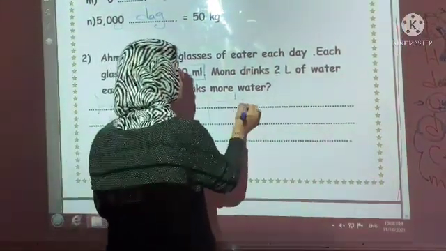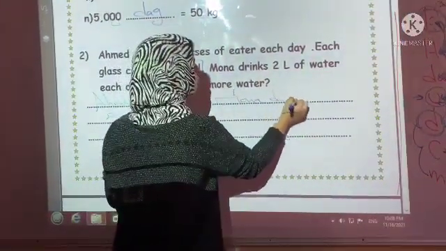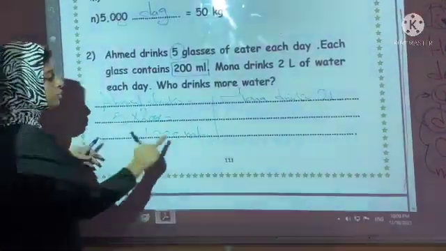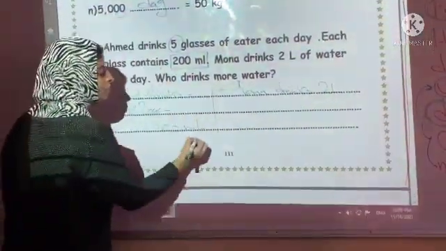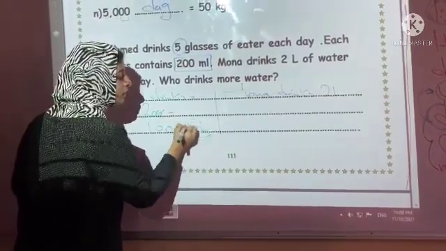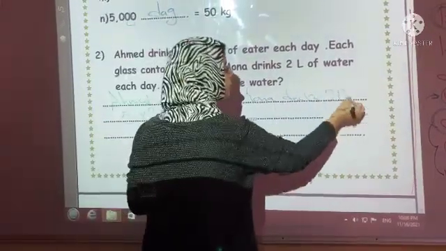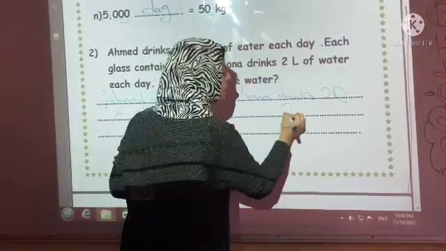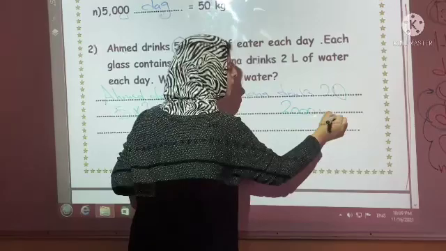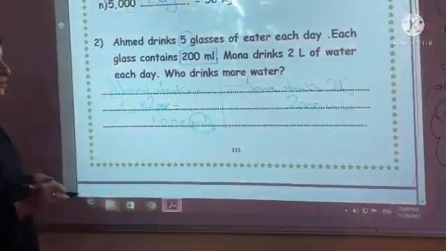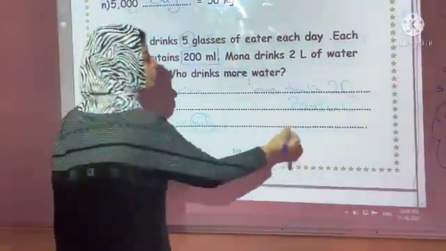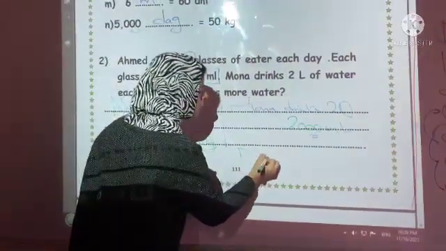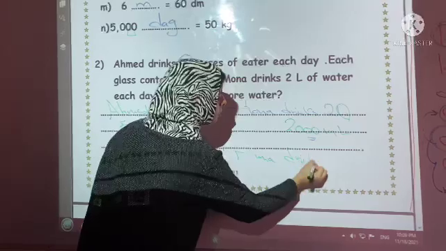And Mona drinks each day 2 liters. If I want to compare between 2 units, it should be the same unit. So here milliliter and here liter. It's not the same unit. So I'm gonna convert this liter to be 2,000 milliliters. So which one of those drinks more? It will be Mona. So Mona drinks 2,000 and Ahmed drinks 1,000. So Mona drinks more.